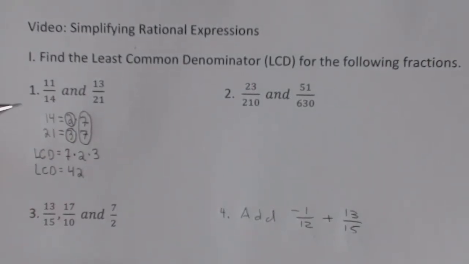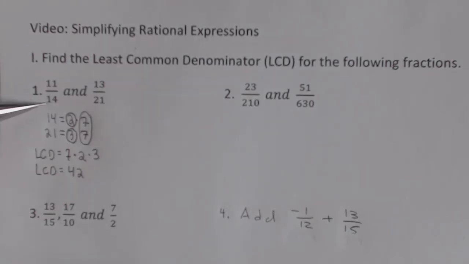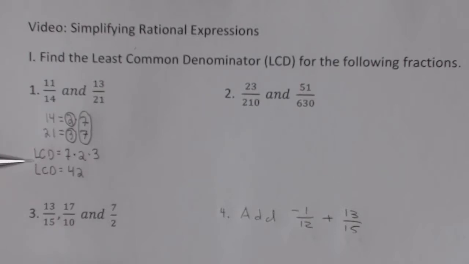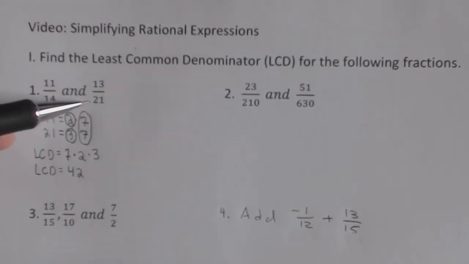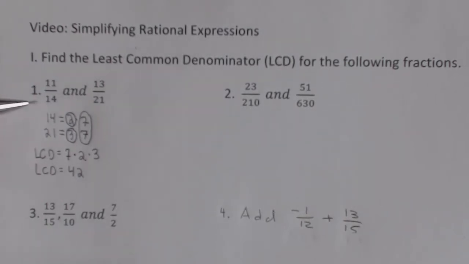Another way to do it is to take the smaller number, and start multiplying. 14 times 1 is 14. 21 doesn't go into 14. 14 times 2 is 28. 21 doesn't go into 28. 14 times 3, that's 42. 21 goes into 42. So that's another way to find the LCD.